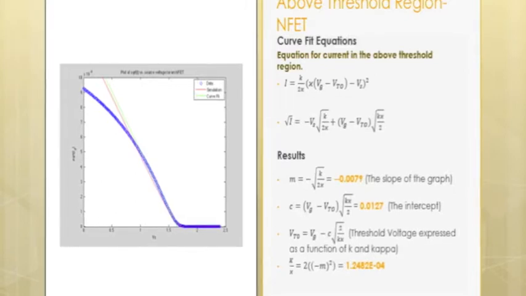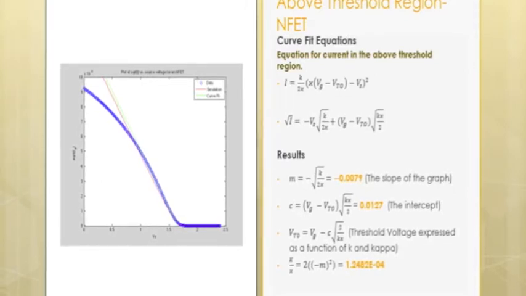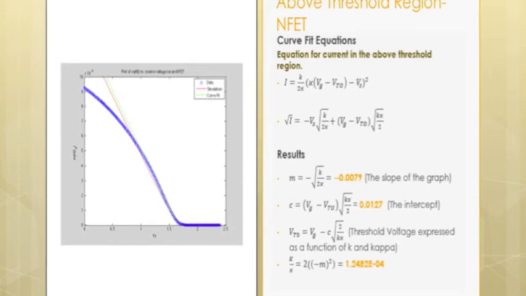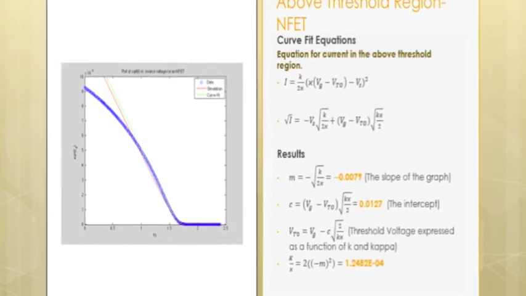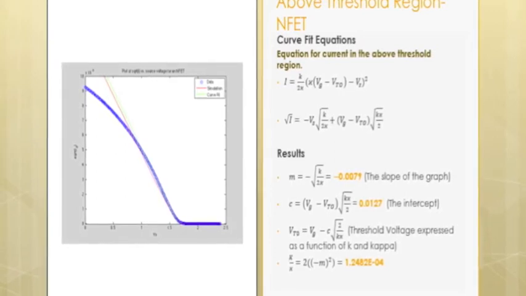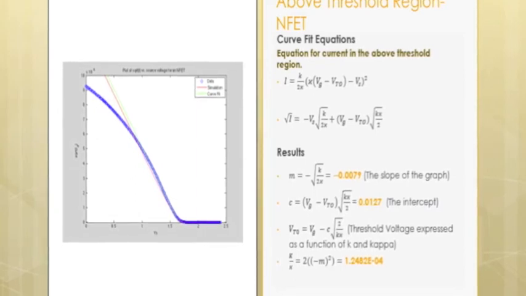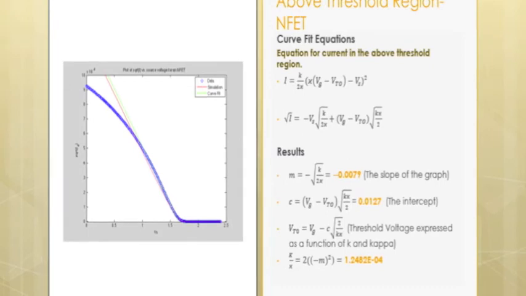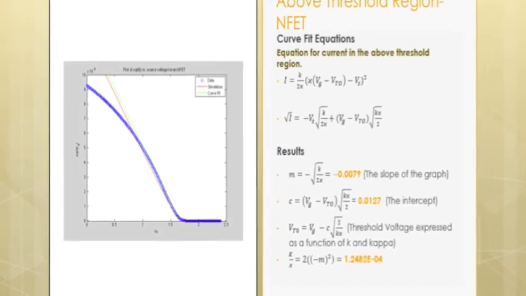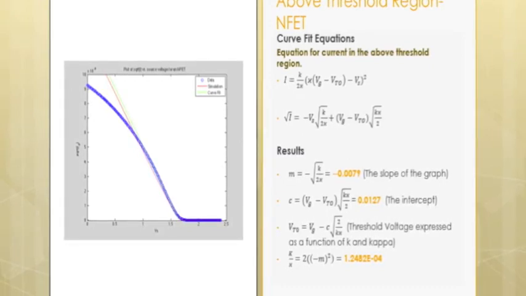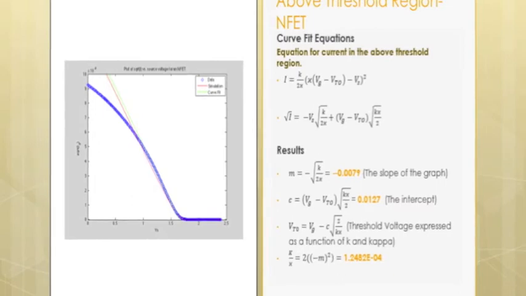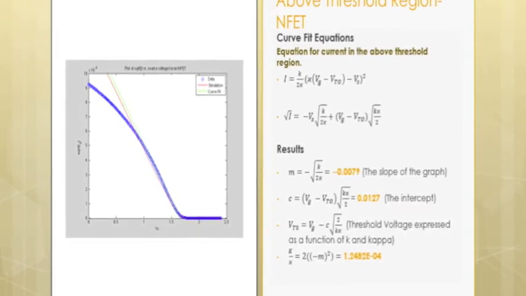As Charles explained earlier, taking a linear regression does not adequately provide the required results. Based off the given equations, we plot the square root of channel current versus source voltage to obtain values for the threshold voltage in terms of K and kappa and an equation relating K and kappa. The simulation results are not perfect, but they closely agree with the experimental data.